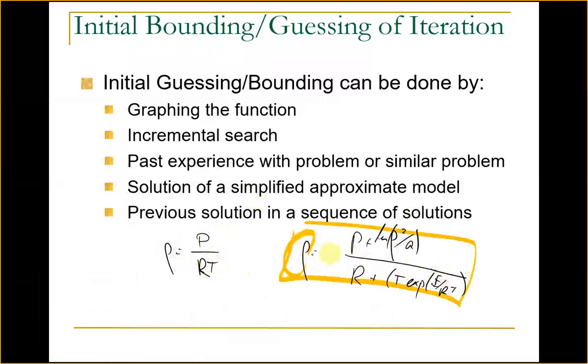Now what would you use for your first guess? You would say, okay, I'm going to assume it's an ideal gas, and then I will use the density from the ideal gas and plug it into this value here and continuously improve my guess until this density becomes the same as what I plug in. Did that help? So this is the simplified approximate model, and this may be the real model.